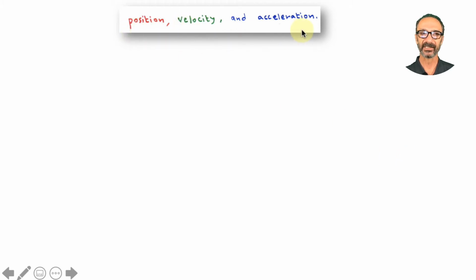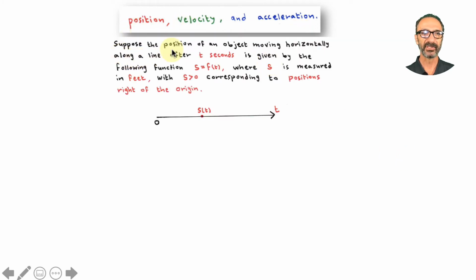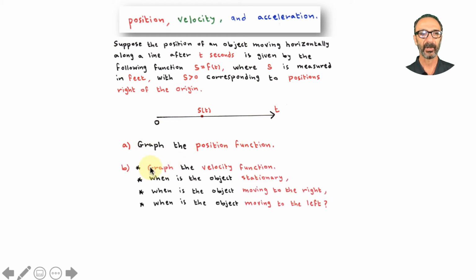Position, velocity, and acceleration. Suppose the position of an object moving horizontally along a line after t seconds is given by the following function s equals f of t, where s is measured in feet, with s greater than 0 corresponding to positions right of the origin. We kind of talked about this. We move right, we don't move left from the origin and so on. Part A, graph the position function. Part B, graph the velocity function.